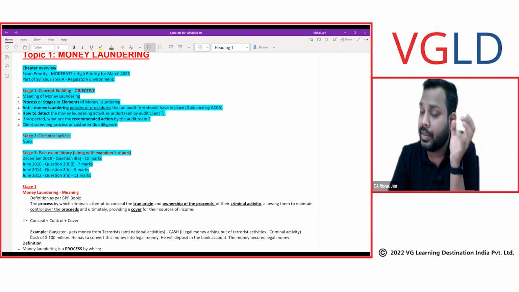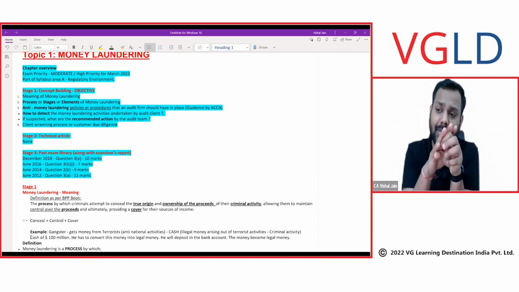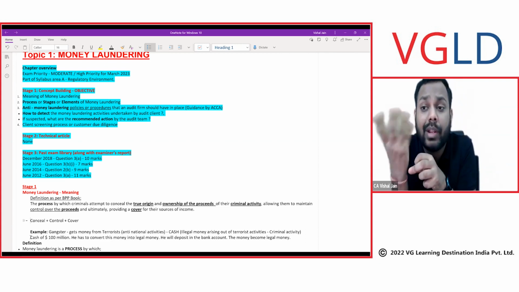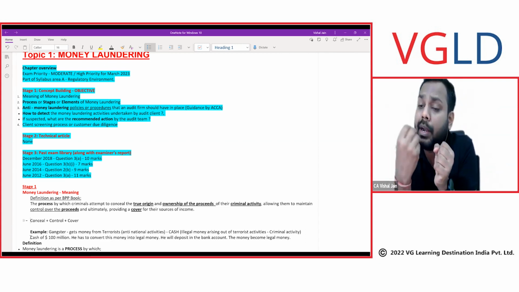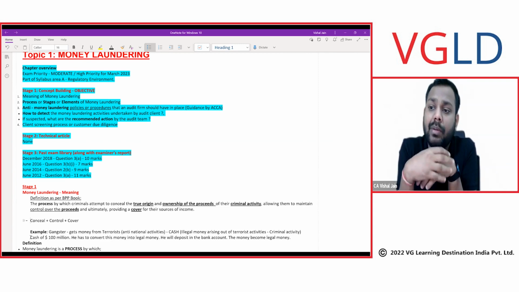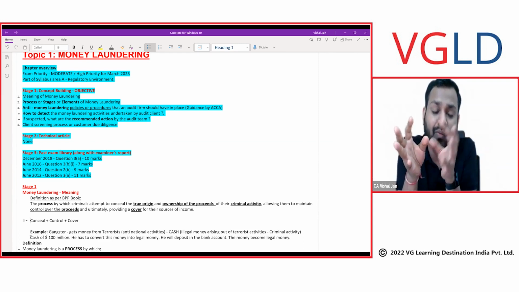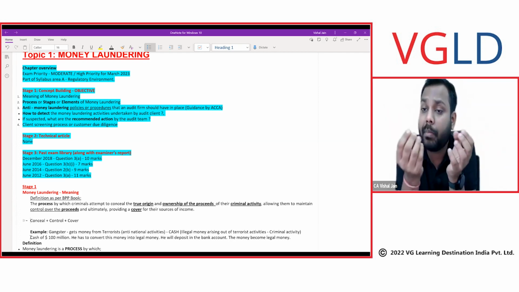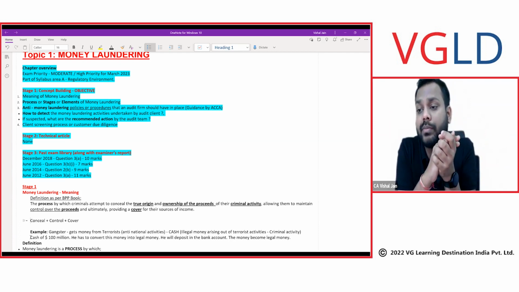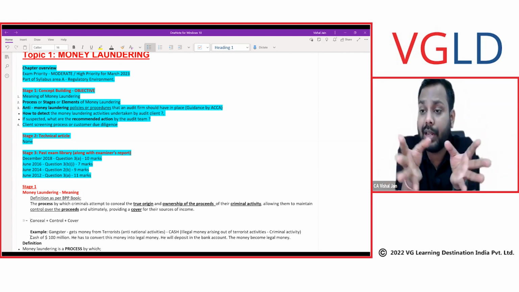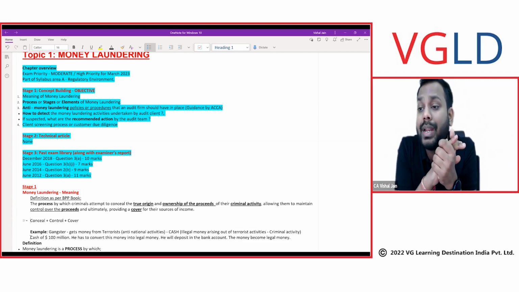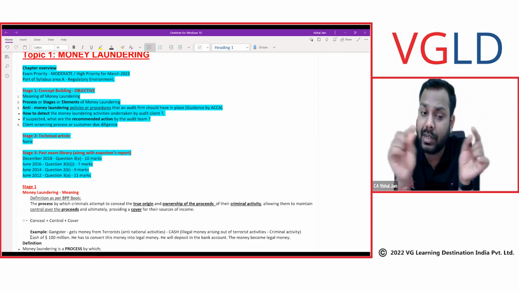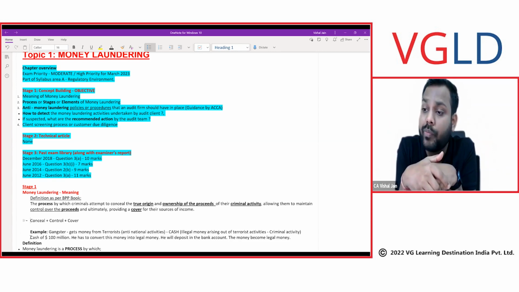And due to layering, the illegal money is so much blended into the legal system that it becomes practically impossible to differentiate how much is illegal money and how much is legal money. Even the money launderer will not be able to do that. It becomes so much blended into the legal system. That's what is called integration. Are you understanding the stages of money laundering, the process of money laundering?